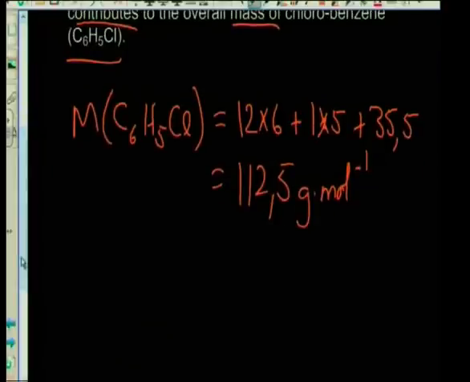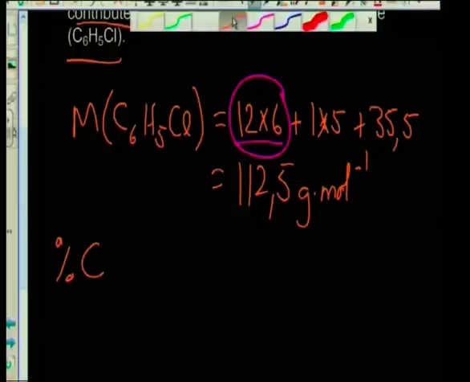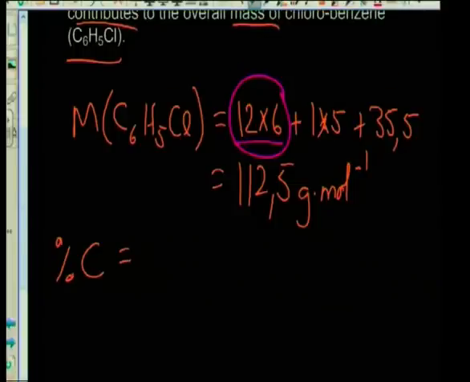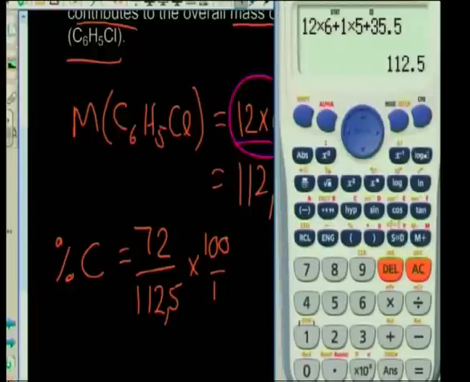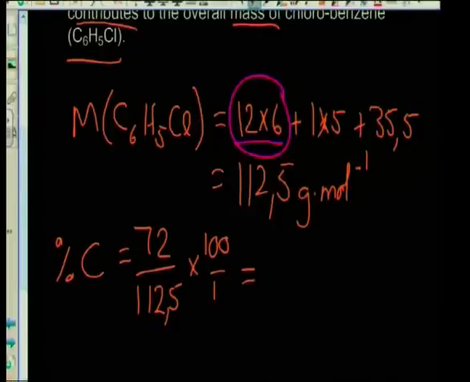Now we're going to use this value to work out the percentage of carbon. Let's take the percentage of carbon by taking the contribution that carbon makes divided by the total. So we're going to take this value here and divide by the total. 12 times 6 is going to give us 72 divided by 112,5, and we want that as a percentage. I'm not going to do that in my head, I'm going to use the calculator. 72 divided by 112,5 multiplied by 100 over 1 gives me 64%. So write that in, 64%.